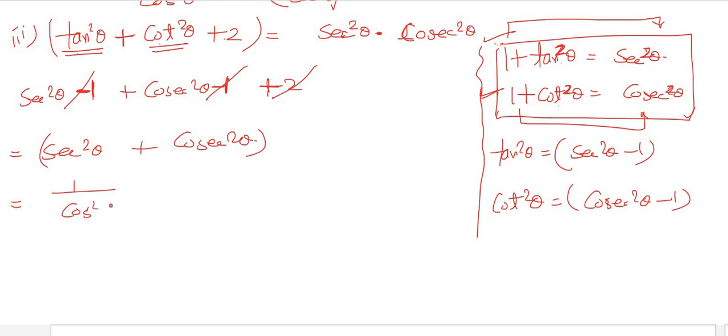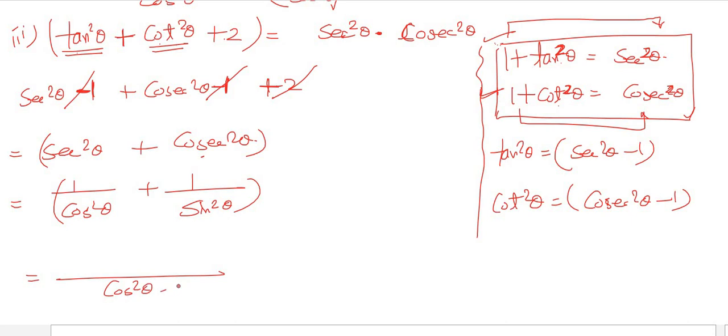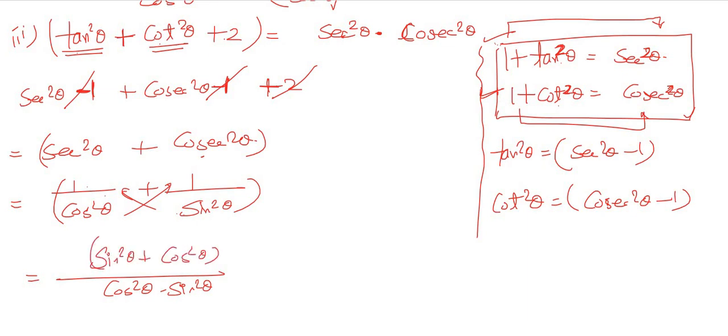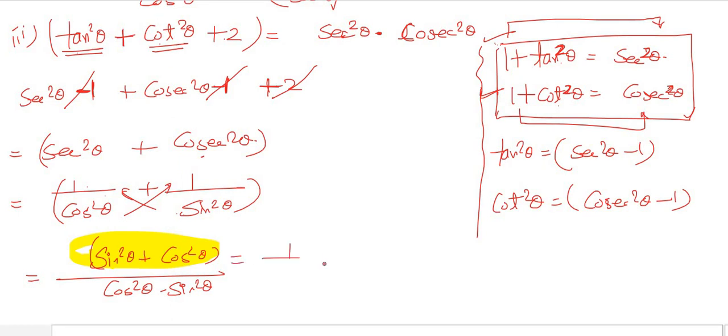1 by cos square. And what is this? 1 by sin square. If I take LCM, it will be cos square, sin square, this and this. Correct? So this is sin square plus cos square. What is sin square and cos square? This plus this. By now I think everybody knows it is 1 by cos square and sin square. This is nothing but 1 numerator. Denominator I just copied.